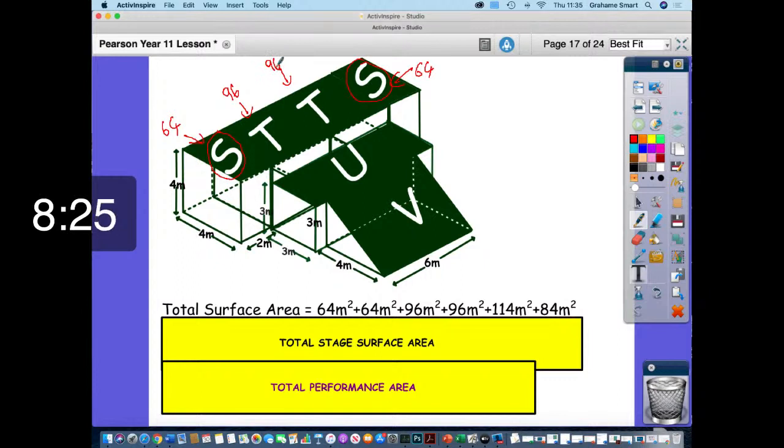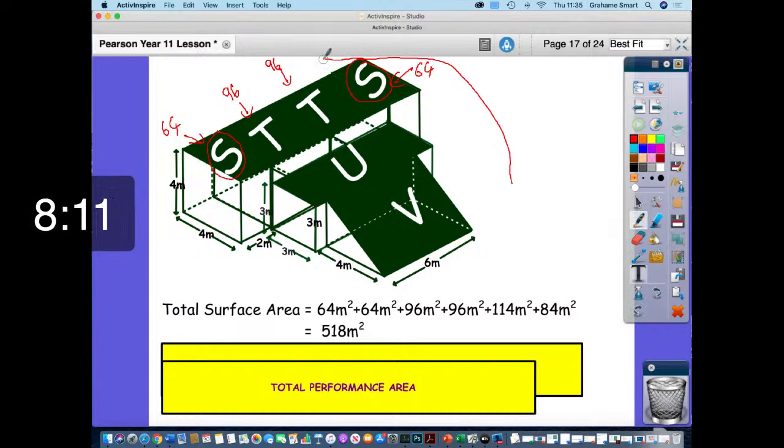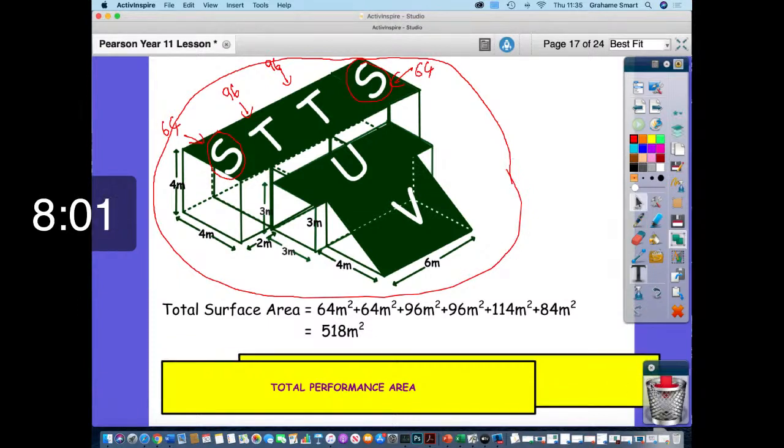And then we've got 114 and then 84. Okay, added them all together. This is what we were talking about. And you get 518 meters squared as the total surface area of that stage set. So hopefully you all got that and you're starting to really get into the idea of how you'd need to calculate a total surface area or a total volume or both when you're making a good real life problem.